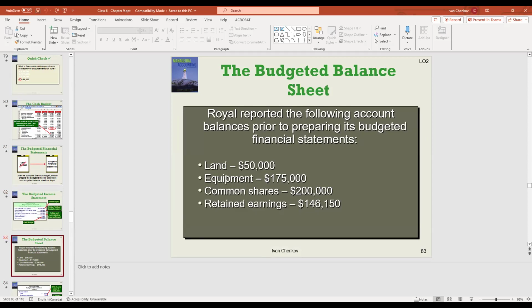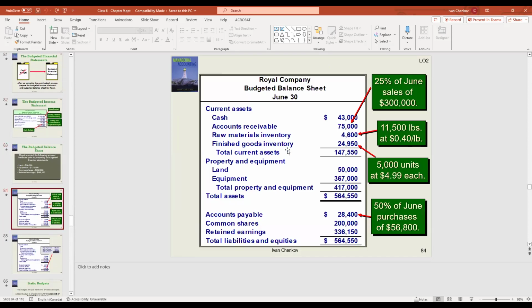Next thing that you have to do is to prepare the balance sheet. For the balance sheet, we're gonna get this additional information for the land, equipment, common shares, and retained earnings. Once we have those, we can start preparing. So from the cash budget, we're gonna get the cash. From the accounts receivables, we're gonna get the 75,000, which is 25% of the sales from June. For the raw material, we have 11,500 pounds sitting in the inventory, which was 10% of our required material for production for July.